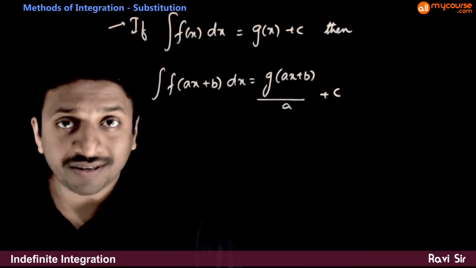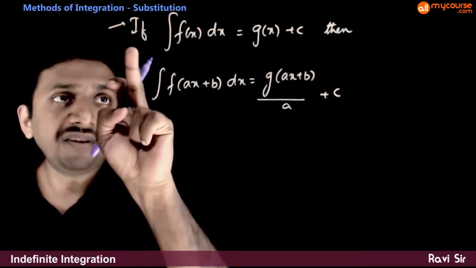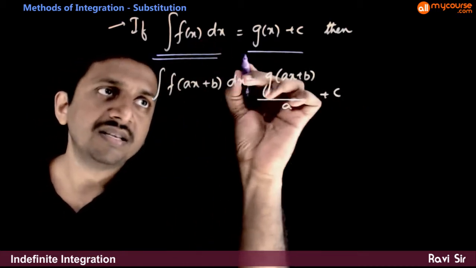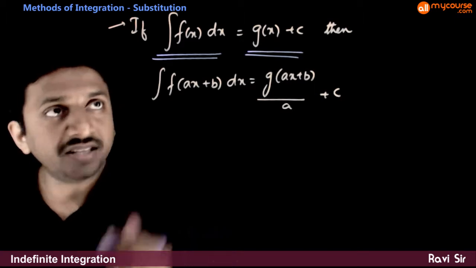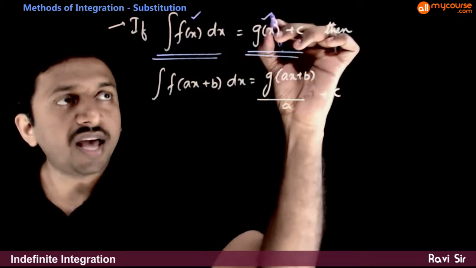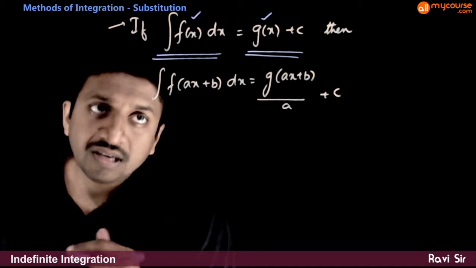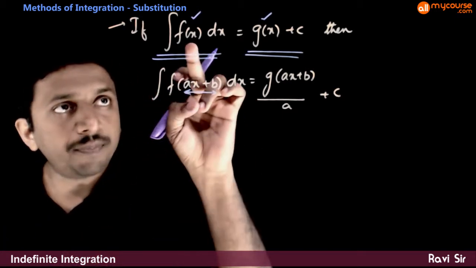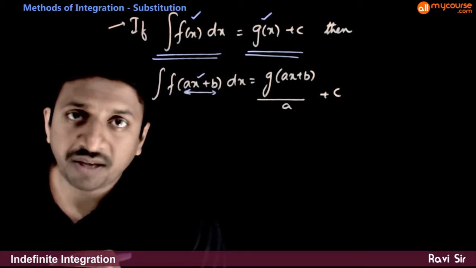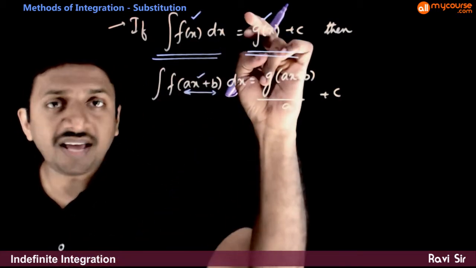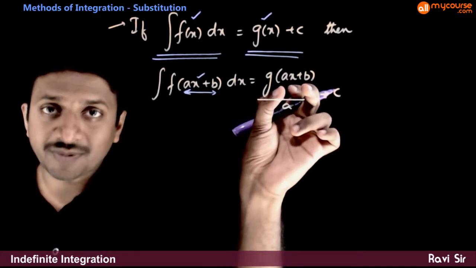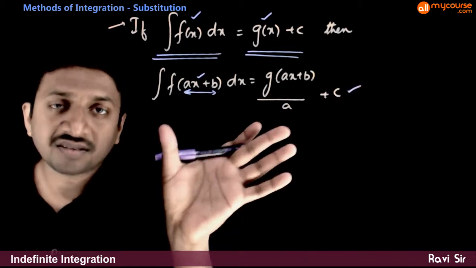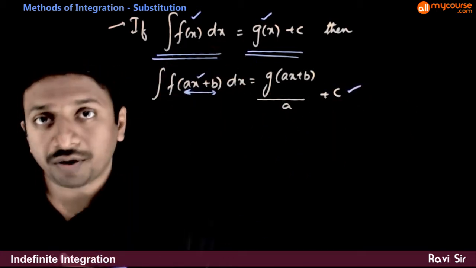So the concept that we're going to discuss is this. If integration of a function f of x dx is some g of x plus c, that is, if you know the integration of f of x as g of x, then integration of f of ax plus b, that is, in the place of x if you put ax plus b, then the integration becomes the same function g of ax plus b divided by a plus c. So this is the formula that we are going to discuss.